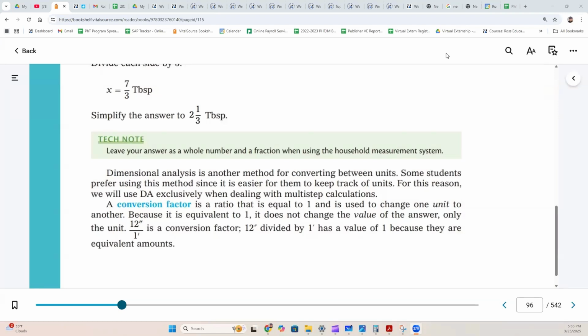Dimensional analysis is another method for converting between units. Some students prefer using this method since it's easier for them to keep track of units. For this reason, the book does cover DA exclusively when dealing with multi-step calculations. A conversion factor is a ratio that is equal to 1 and is used to change one unit to another. Because it is equivalent to 1, it does not change the value of the answer, only the unit. While 12 inches equals 1 foot is a conversion factor, 12 inches divided by 1 foot has a value of 1 because they are equivalent amounts.